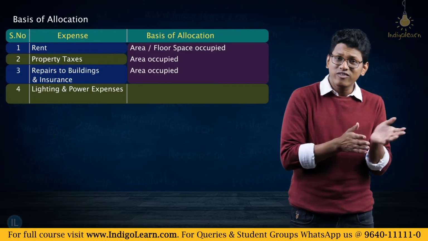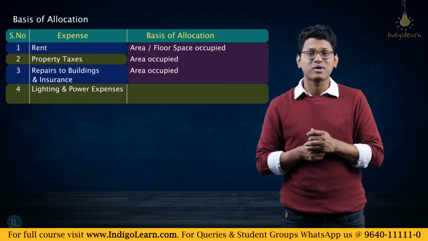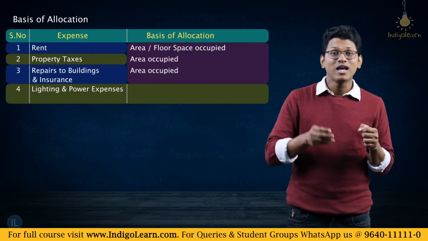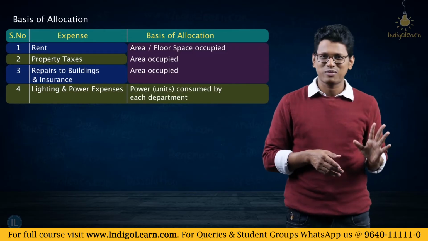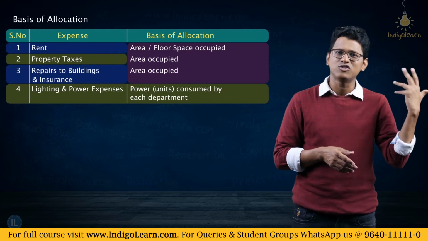On what basis do you divide? Total power bill is 1 lakh rupees per month. Then how do you divide that power bill? Based on power consumed by individual departments.